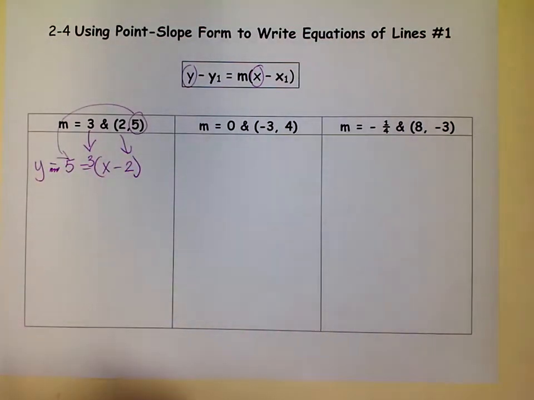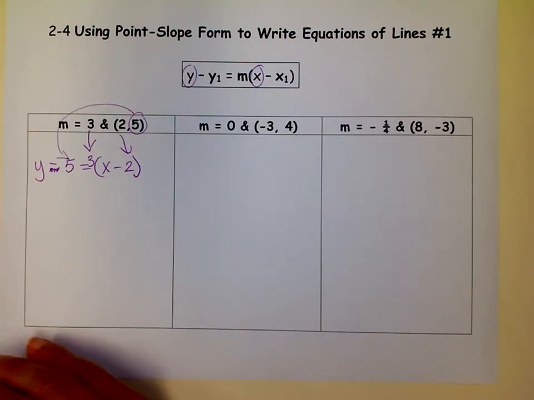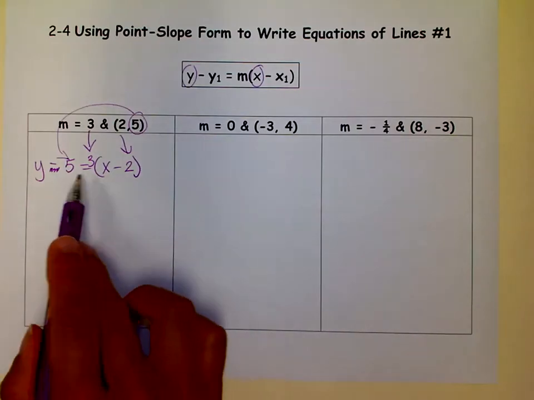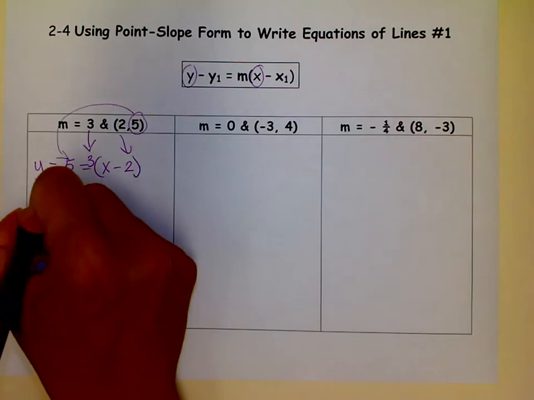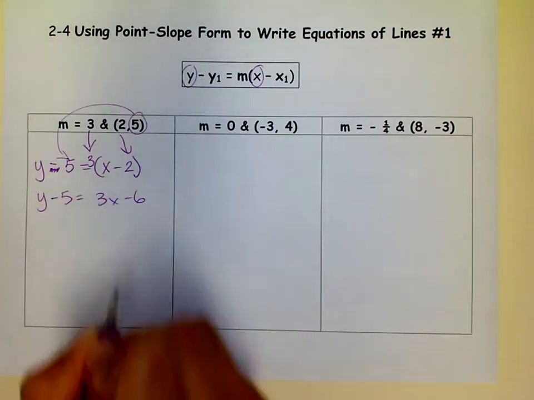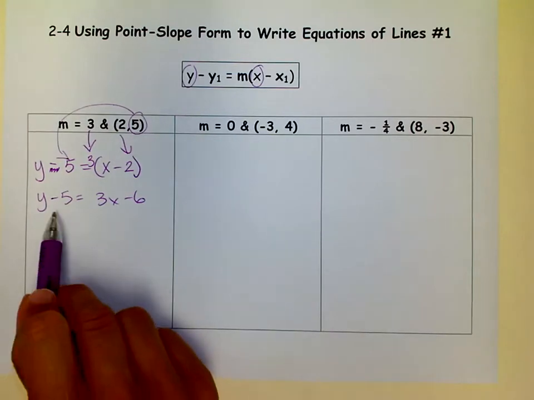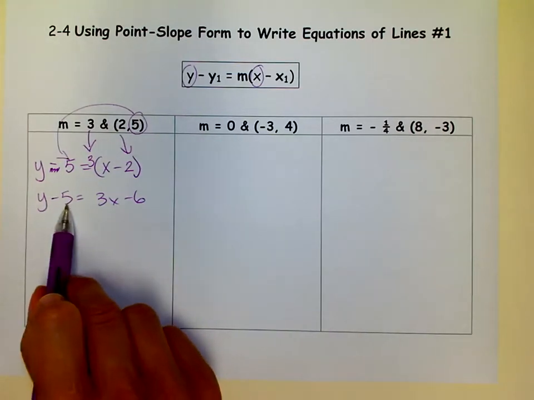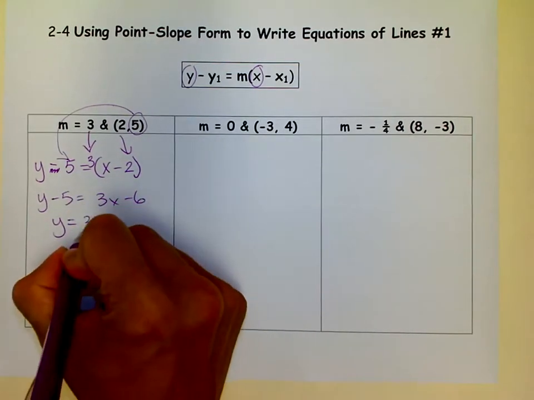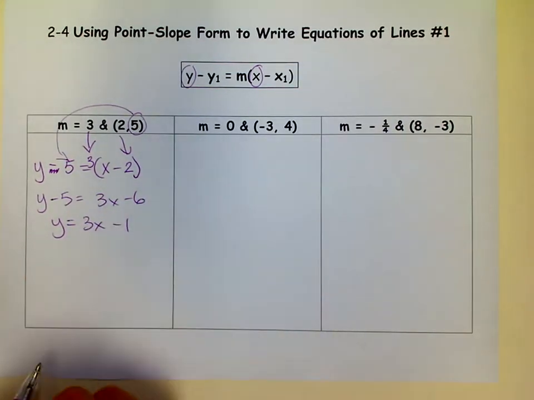Now, if it's not specified that you have to write it in standard form or in slope-intercept form, then you're done. That's the answer. But if you had to write it in slope-intercept form, you need to get rid of the parentheses and get y alone. So let's do that just in case. Y minus 5 equals 3x minus 6. So now if it's slope-intercept form, we add 5 to both sides, and we would get y equals 3x minus 1.